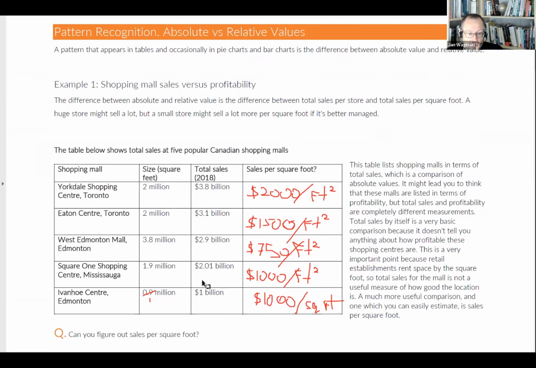Okay. Square One and Ivanhoe are identical in terms of profitability. They make the same amount of money per square foot. Eaton Centre is in 2nd place, and Yorkdale, by far, is Canada's most profitable shopping centre.